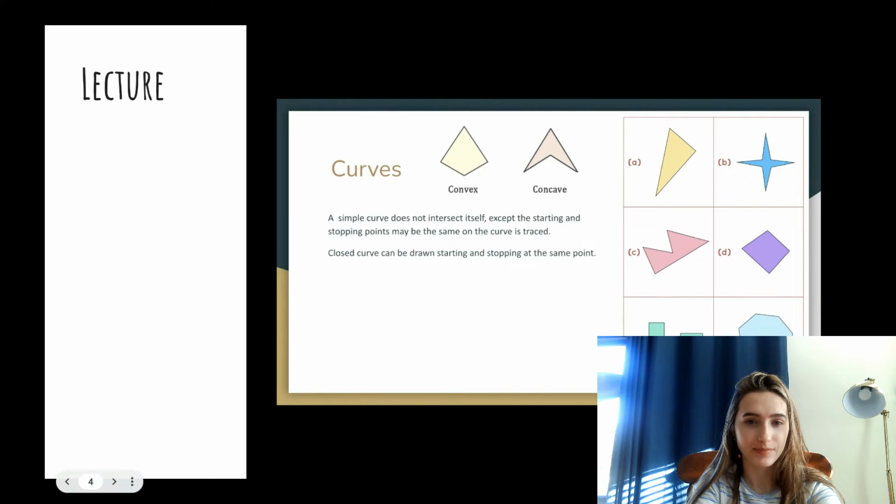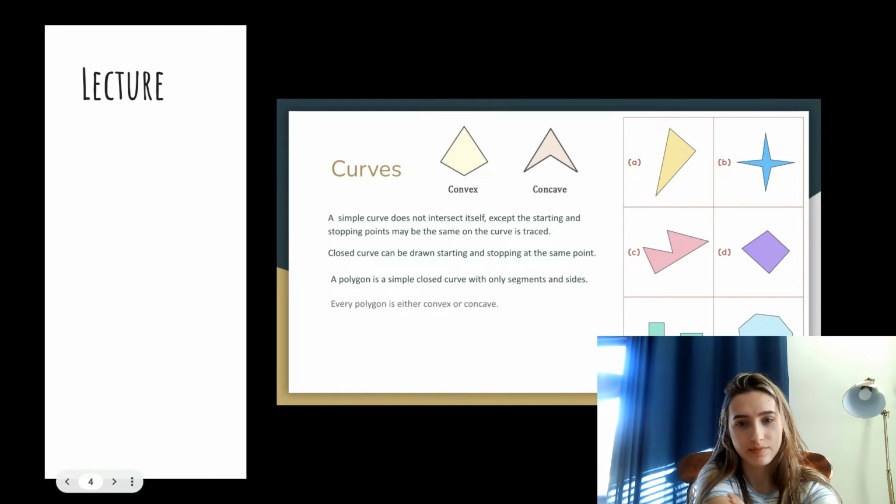A closed curve can be drawn starting and stopping at the same point. A polygon is a simple closed curve with only segments and sides. Every polygon is either convex or concave.